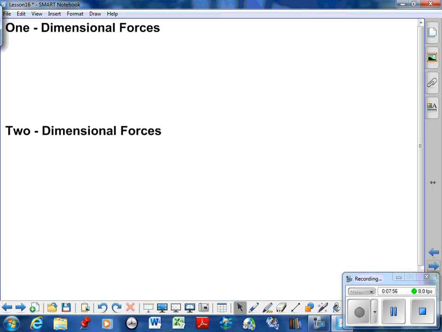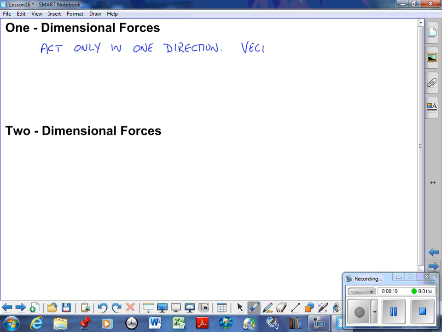So one-dimensional forces act only in one direction, obviously, and they are what we call linear. The vectors would all be linear.